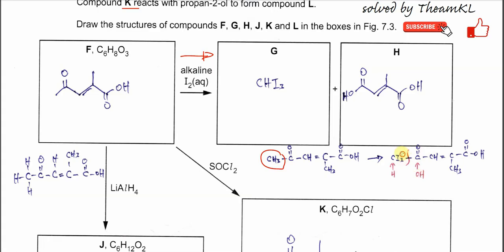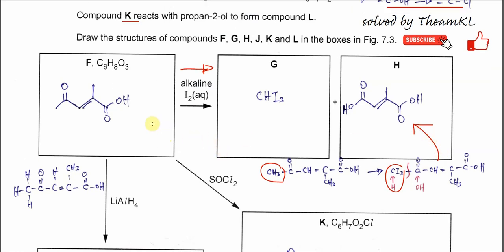So eventually it gives the first compound, G, the iodoform, CHI3, and this compound. After hydrolysis, the carbonyl now forms OH, so there is COOH here. Okay, therefore this is compound H.